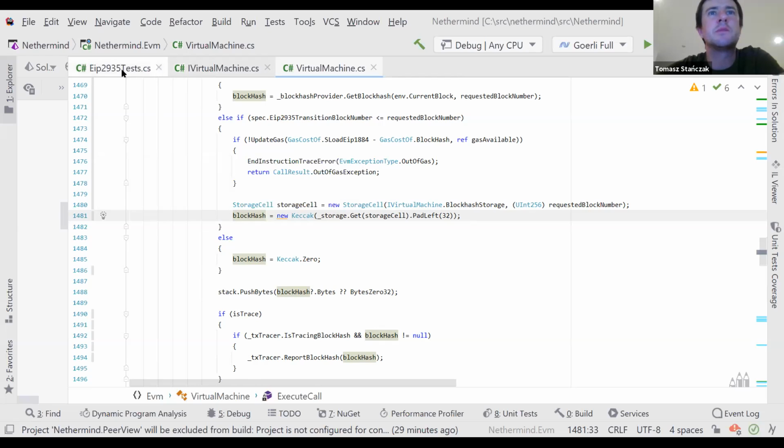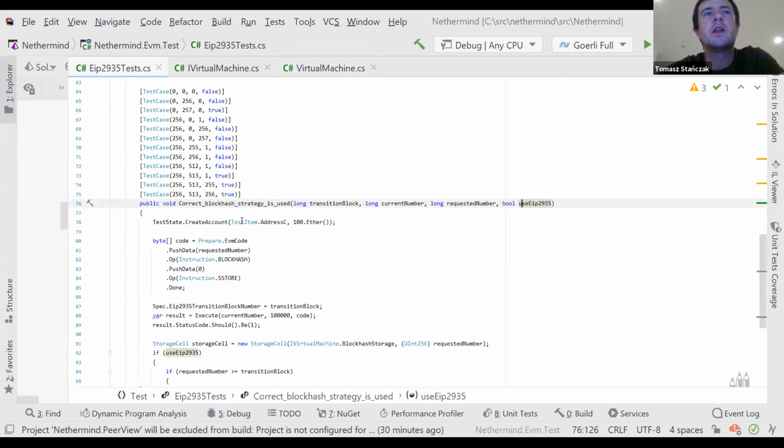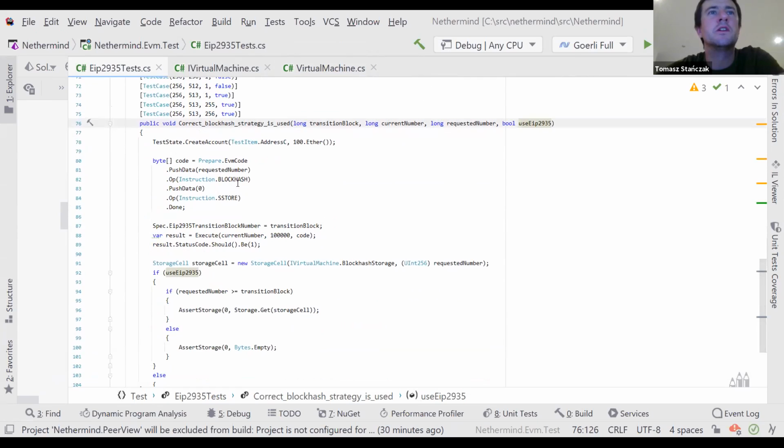So that's what it does. And there are some tests here, mostly for telling us how we should behave, whether we should use the old style block hash or the new approach, depending on what's the transition block, what's the current number, and what's the requested number. And this one tells us which behavior we should pick. I can analyze it in detail, but the opcode here is quite simple.